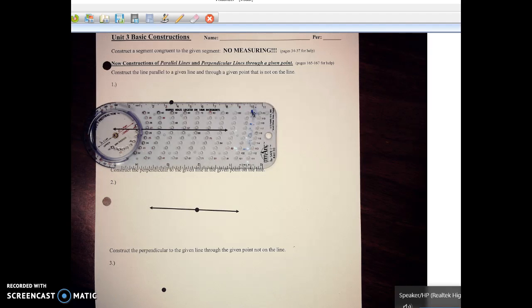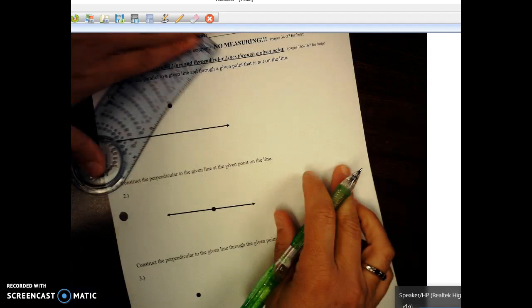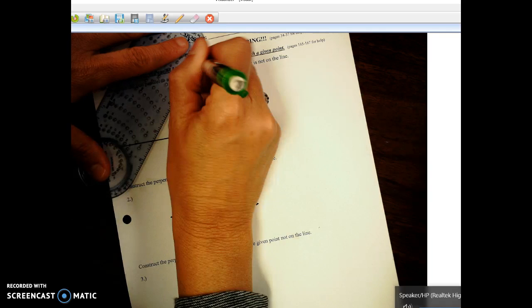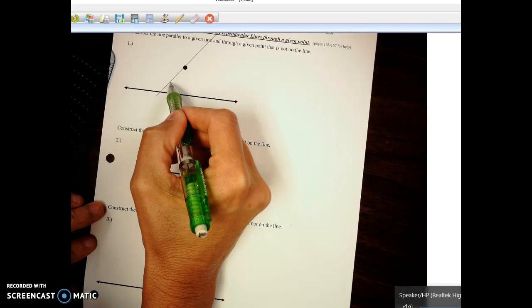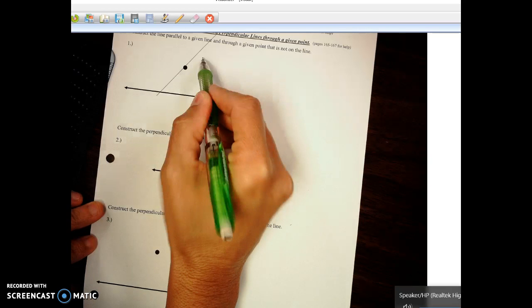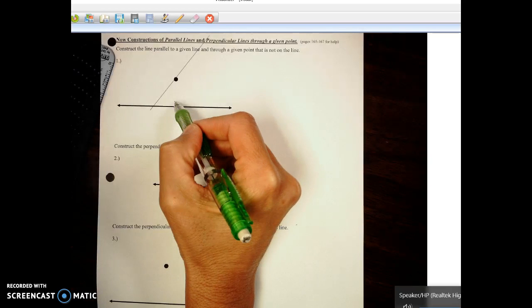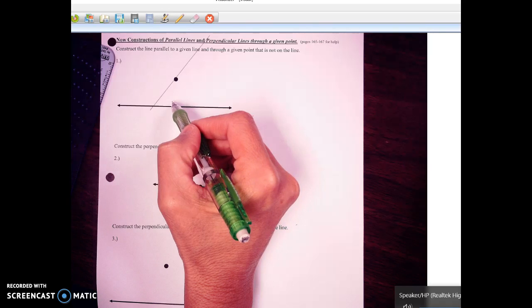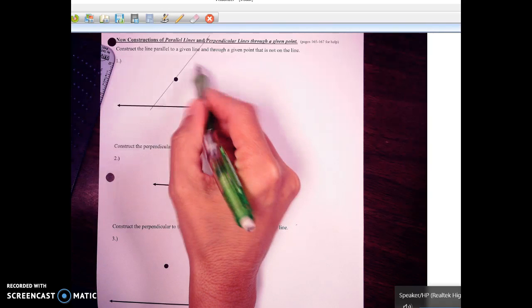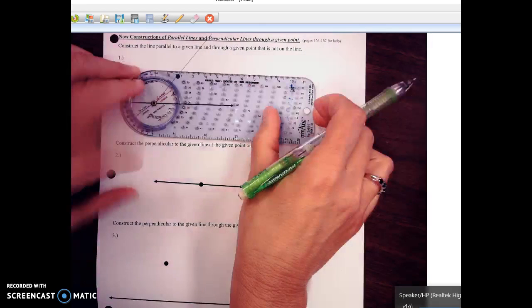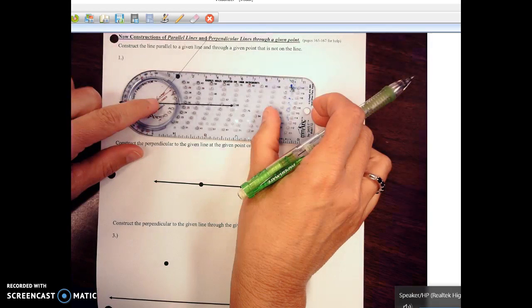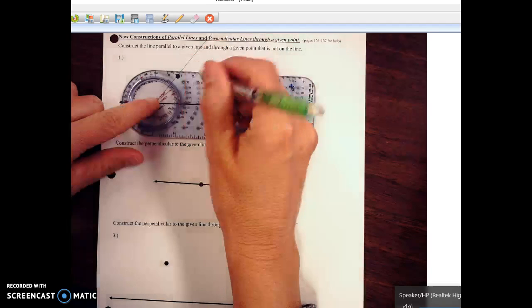I'm going to go through the construction of corresponding angles. So the first thing I'm going to do is go ahead and draw a transversal. And what I'm trying to do is, if I draw a line here, this angle and this angle would be corresponding. So I'm actually going back to the previous unit, and I'm going to copy this angle and put it up in here. So first thing I'm going to do is put my pivot point. I'm going to make an arc that intersects both sides of that angle.